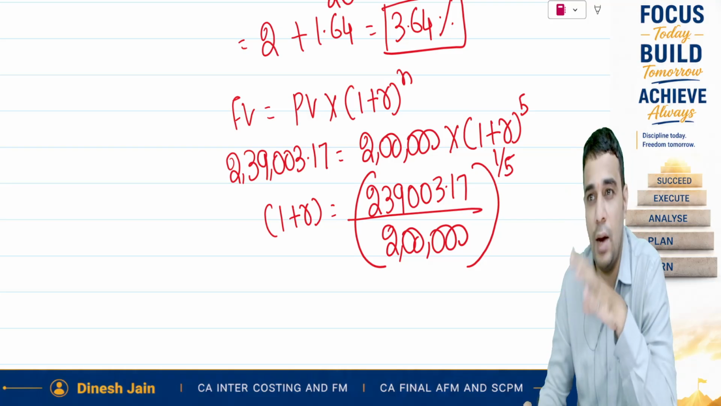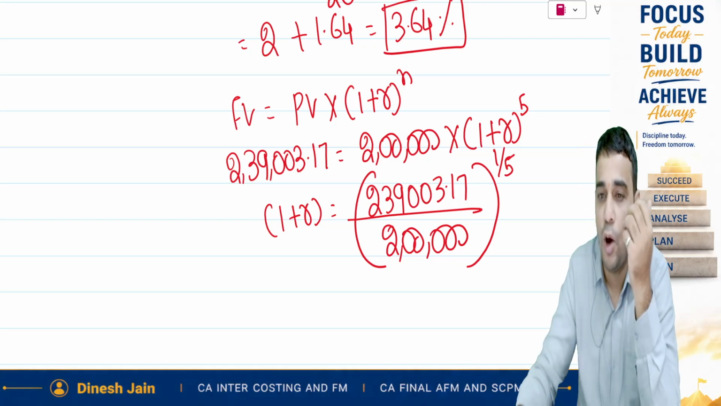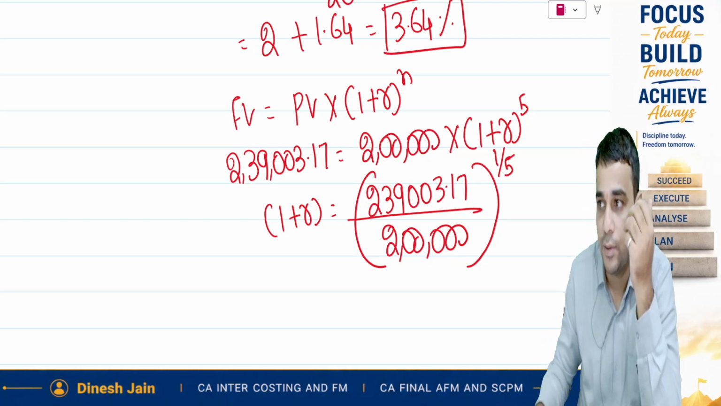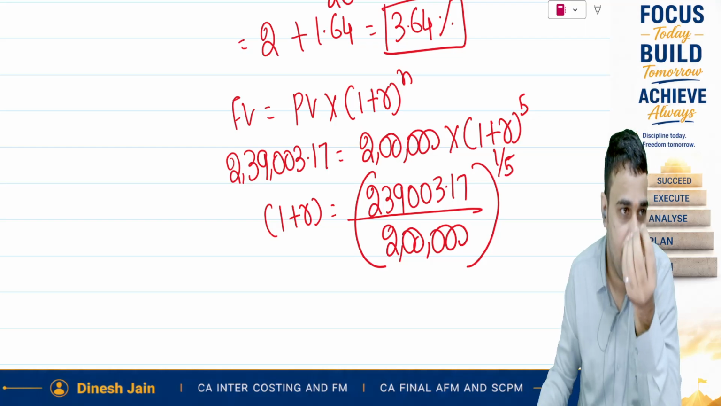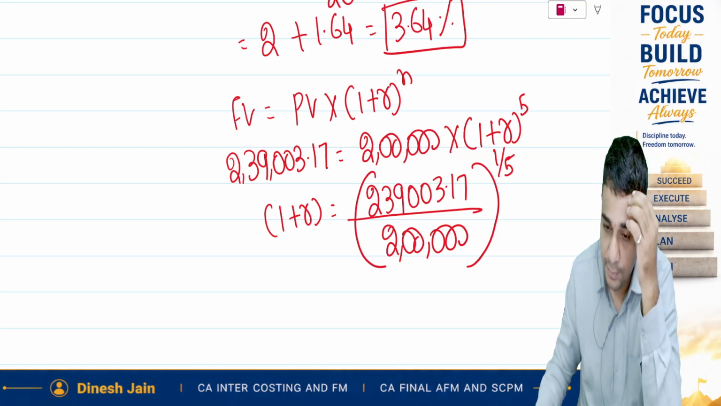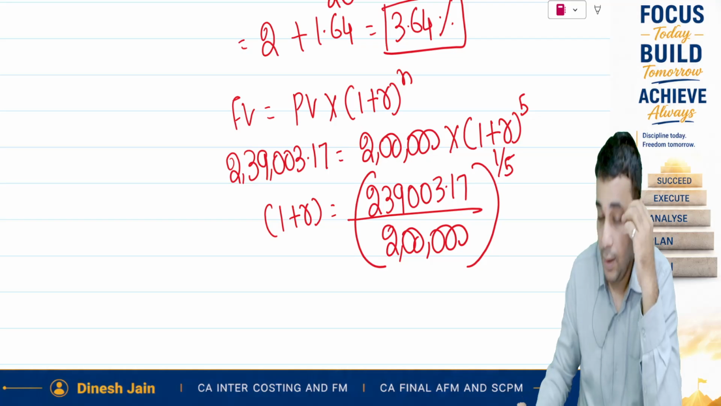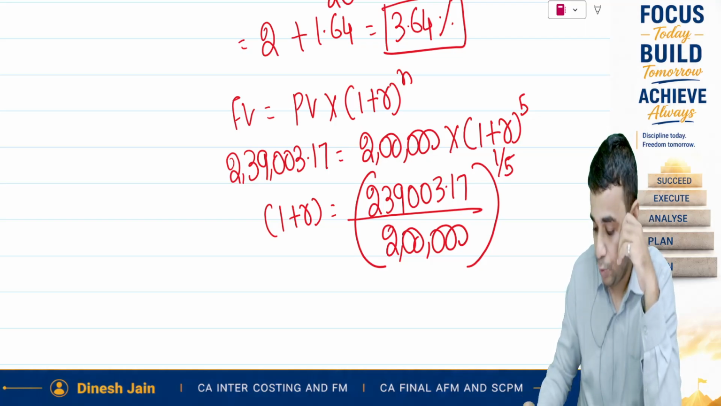1 by 2, our Excel, our calculator can handle. 1 by 5, it can't handle. So I'll tell you how you do 1 by 5 power in the calculator. It may help us in case I want to save some time. In the calculator, 239 003.17 divide by 2 lakh.